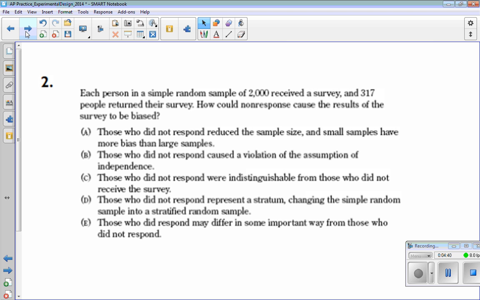What do you think about this one? Dana, what did you get for number 2? I don't think I'm right sure. E is right. Okay, that's what I got also. I also got E.